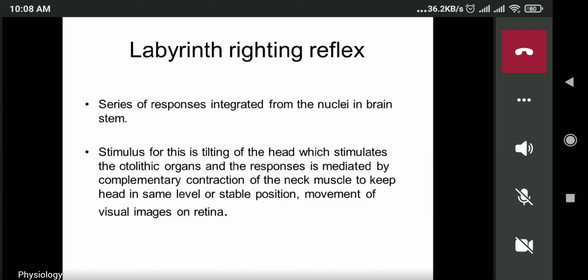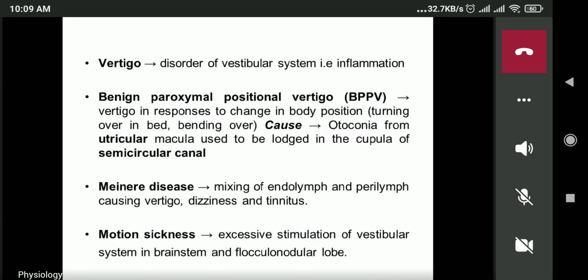Am I clear? Yes, sir. Then comes Bhataigo. Sir, Bhataigo means to labyrinthine writing reflex repeat gordinu no.